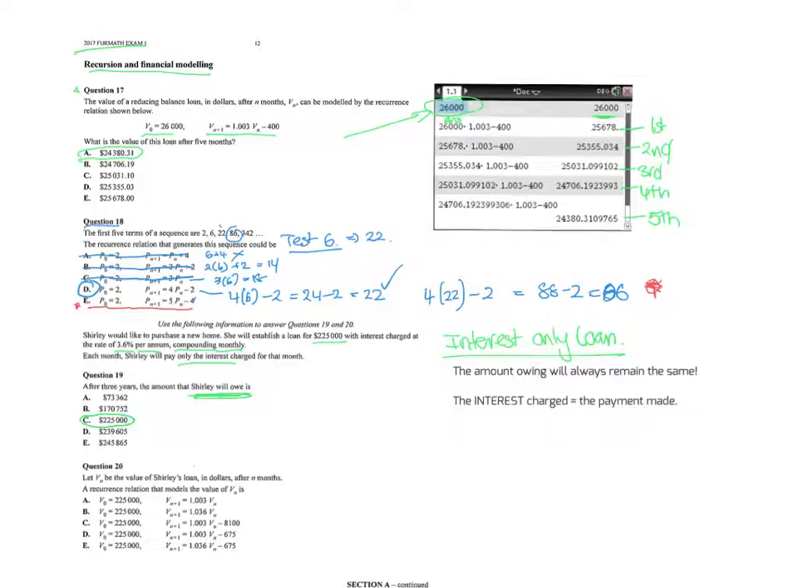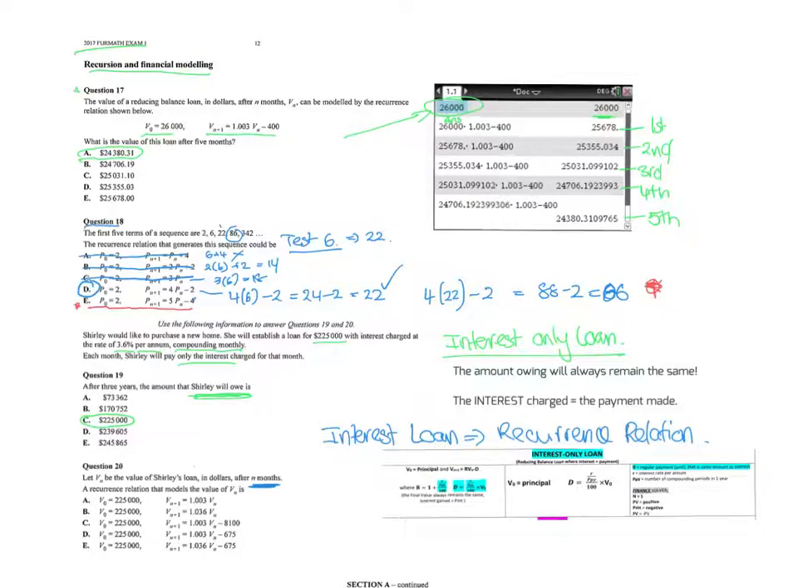Let VN be the value of Shirley's loan in dollars after N months. They want a formula for the recurrence relation modeling this value. So we have an interest-only loan and we want the recurrence relation. Go and look at the table I gave you and it will show you how to write that. Here's the part of the table I'm talking about. We've got the interest-only loan section and you want this part here.